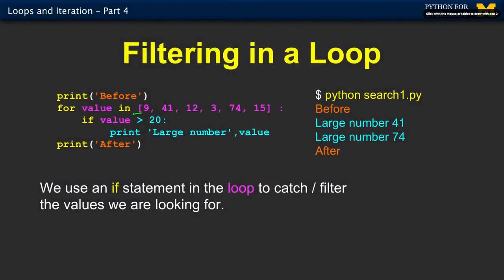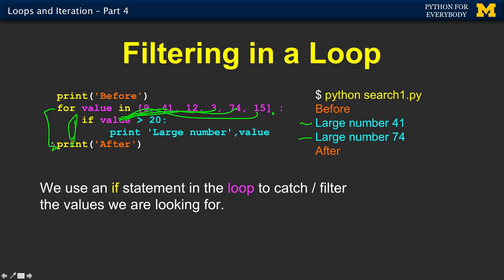And so value is going to be 9, and that's false, so it doesn't do anything. Value is 41, that's true, so it prints out this. Value is 12, so it does nothing. Value is 3, it does nothing. Value is 74, and so it prints this out. Value is 15, so that's false. It's done. Now the for loop knows, oh, we're done. Go on to the next line.